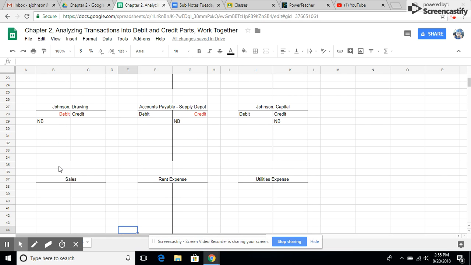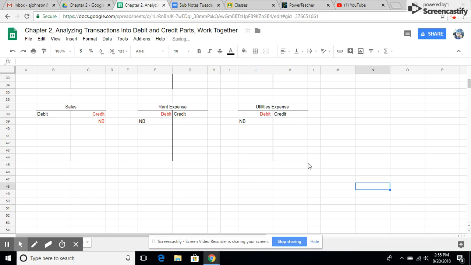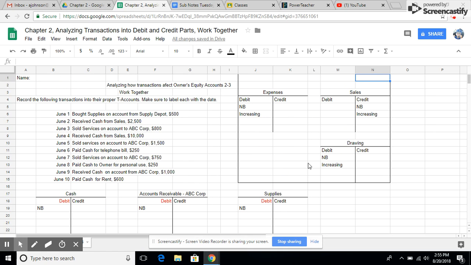Okay, coming down here, we've got a few more accounts. Sales, we have a debit and credit, and sales has a normal balance on the credit side. Rent expense, debit, credit, and expenses have a normal balance on the debit side. And then we have utilities expense, debit, credit, and again, expenses have a normal balance on the debit side. Now, do we have any more than that? No. Okay, so these are our T accounts that we're going to be using now.